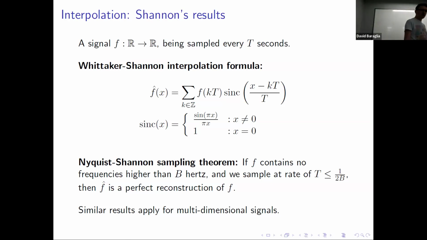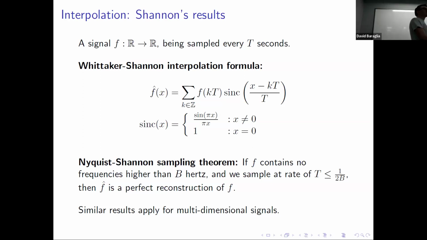So the Nyquist-Shannon sampling theorem says that if our original signal is band limited with no frequencies higher than b hertz, and we sample at the Nyquist rate, in other words, we want t to be less than or equal to 1 over 2b, then our reconstruction using the Shannon interpolation formula will be a perfect copy of the original signal, which is pretty nice and a pretty strong result.